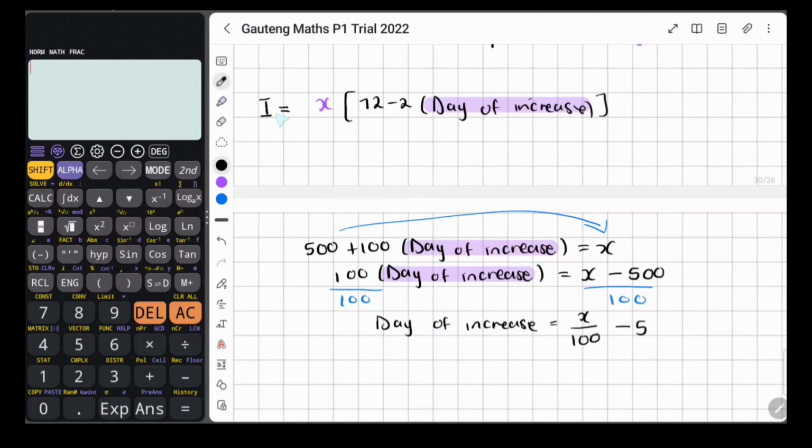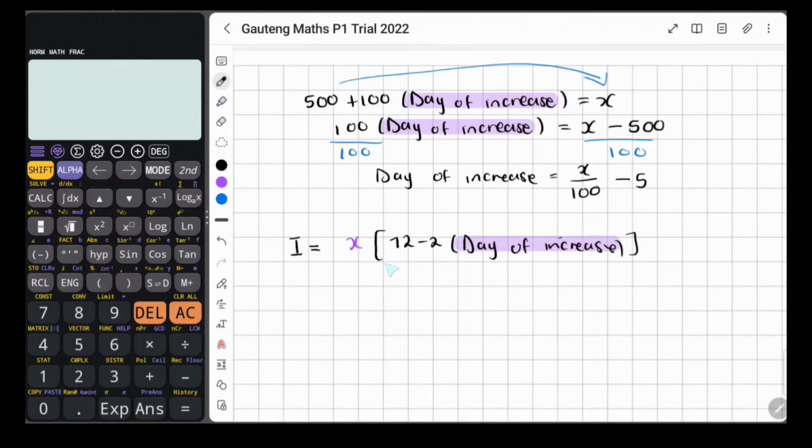And now we can go ahead and use our total daily income formula and just substitute in place of day of increase. We can substitute this because this will tell us whether it's the first day of increase or the second day of increase and so on. So here again is our formula for the total daily income, and in place of day of increase, I'm just going to substitute this x over 100 minus 5.